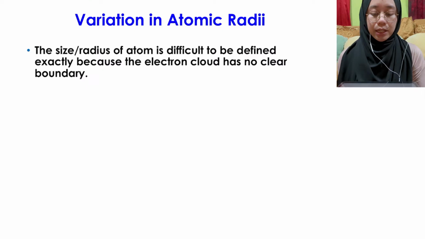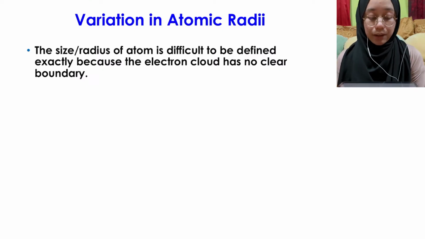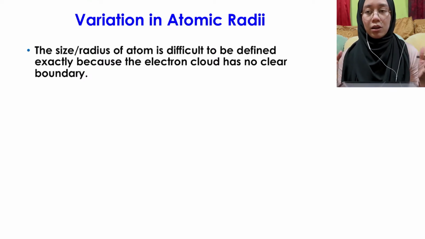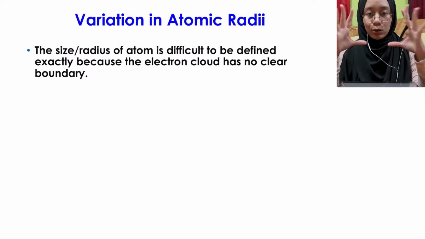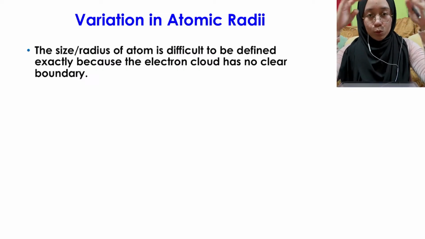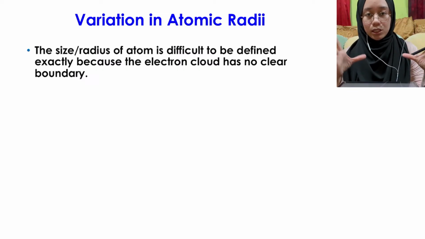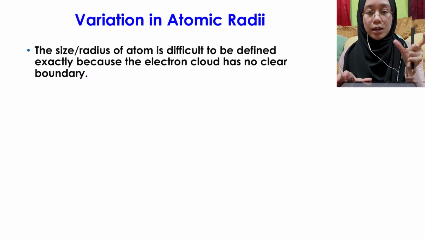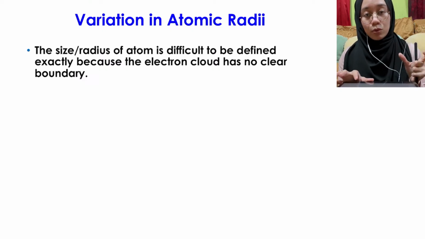Alright, so variation in atomic radii. The size of an atom is quite difficult to define because, if you go back to the previous topic, the orbital is like a cloud. When it is like a cloud, there is no definite shape at the edge. There is no clear boundary there. Because of this, it is a bit hard to calculate what the size of the atom actually is.